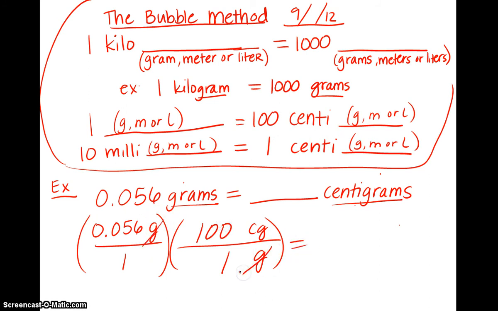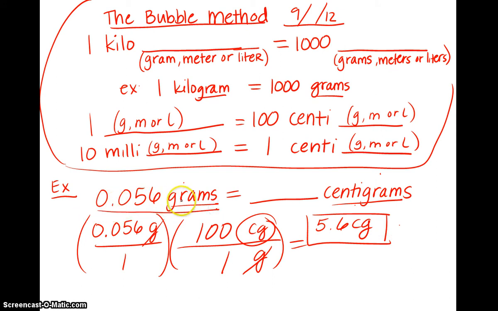Cancel out the g's because they're diagonal. And 1 times 1 is just 1, so I'm going to just ignore that. And I'm going to have to multiply these across. So 0.056 times 100 is 5.6. My units are going to be in centigrams because that's what's left. And there's my answer. So I started with 0.056 grams, and I changed it into 5.6 centigrams.